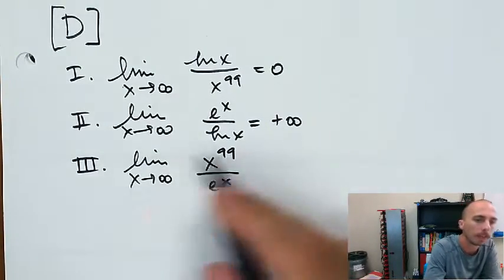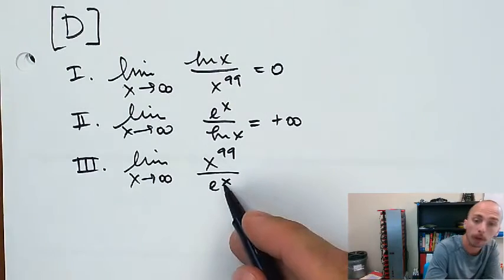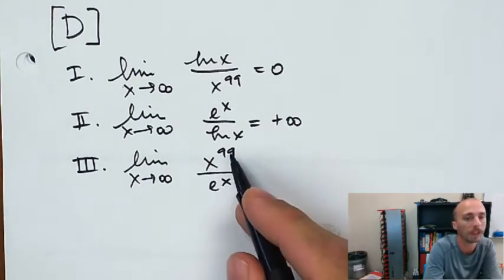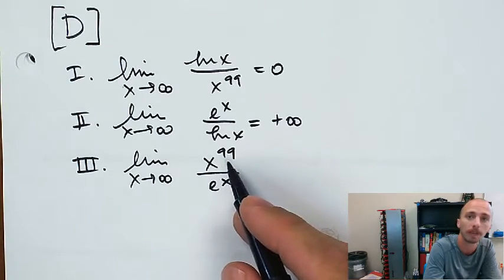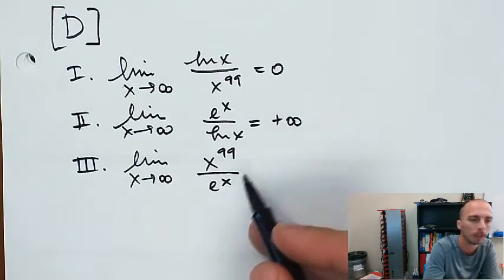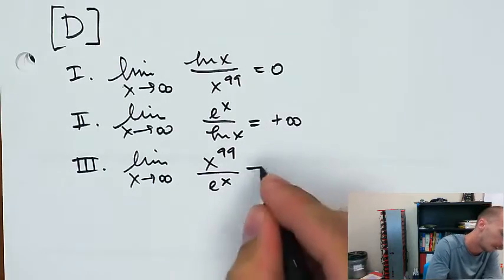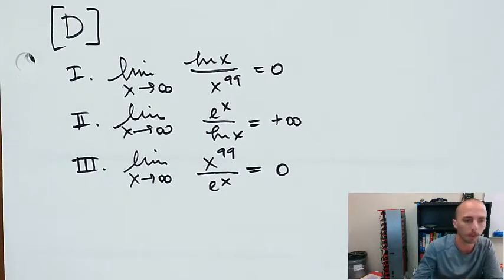Okay. Then, this one, heavier on bottom because exponential e to the x grows faster than any power of x. Even a large power of x like x to the 99, that's still not going to be fast enough to counter e to the x. And so that's bigger on bottom, and so that's going to go to 0.